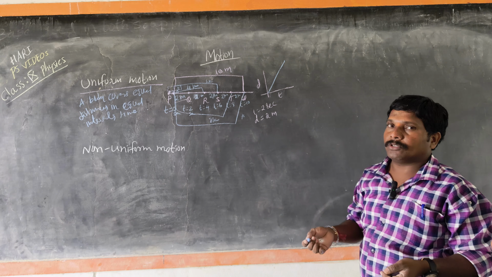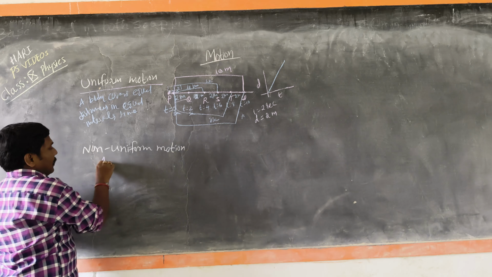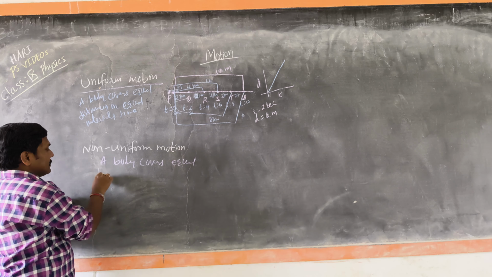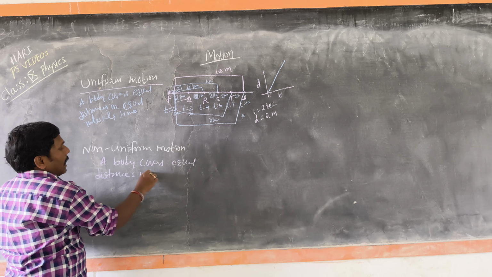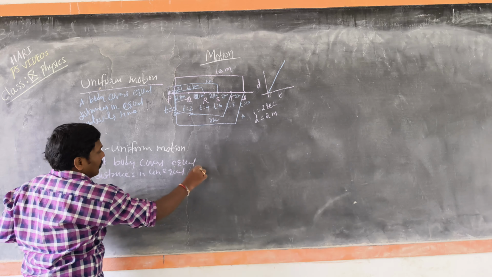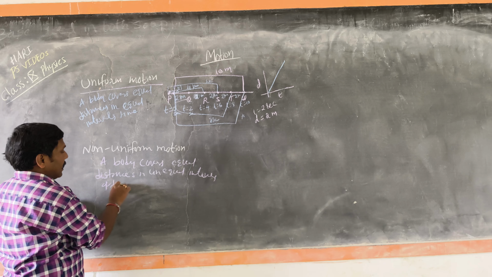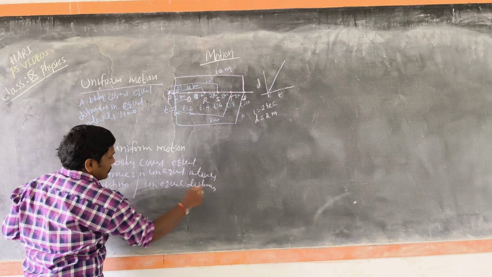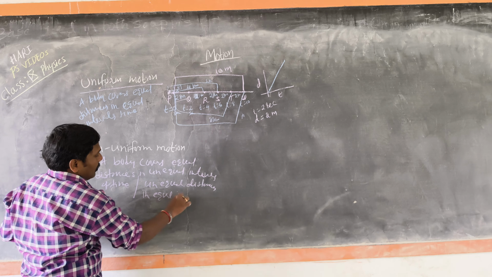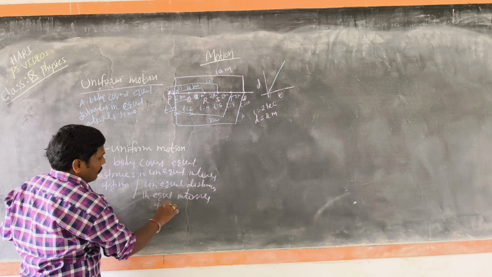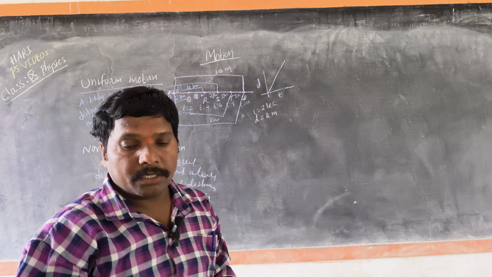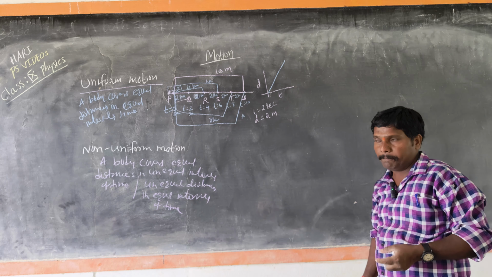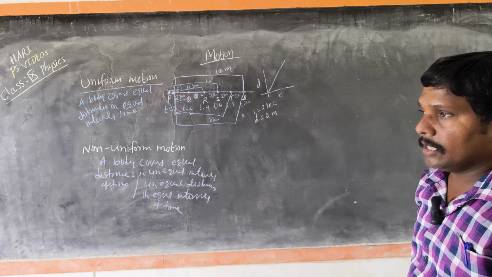Okay, then non-uniform motion is the opposite. If a body covers equal distances in unequal intervals of time, or unequal distances in equal intervals of time.